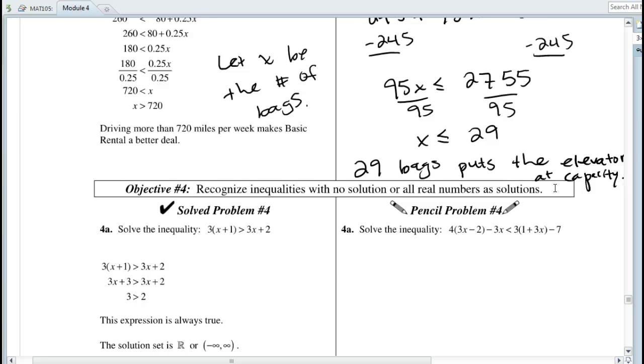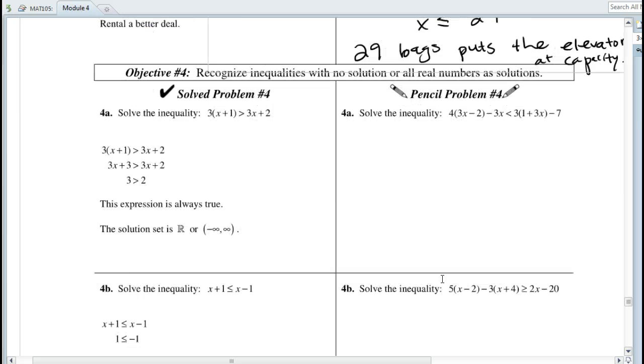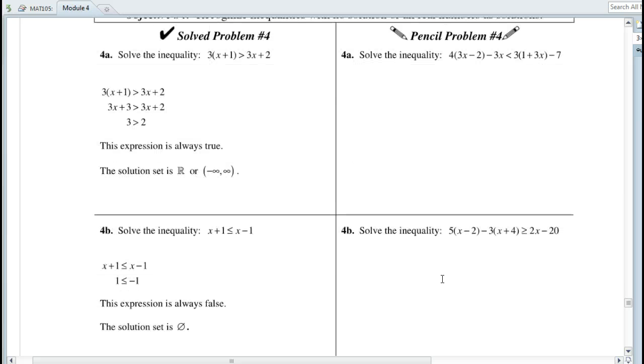Okay, so let's do a few more inequalities. 4a and 4b are very similar. Sometimes you can get something that's true or false, which is basically what they're trying to show here. That's why you can get something so complicated. So basically this works like equations. Just multiply everything out and see what you get. So distribute the 4. 12x minus 8 minus 3x less than 3 plus 9x, distributing the 3 minus 7.